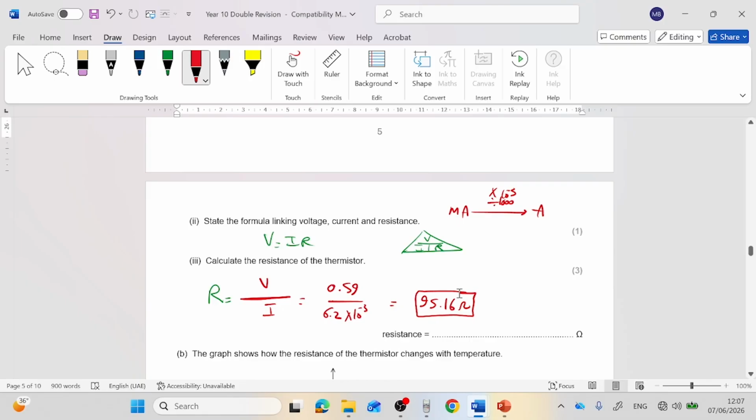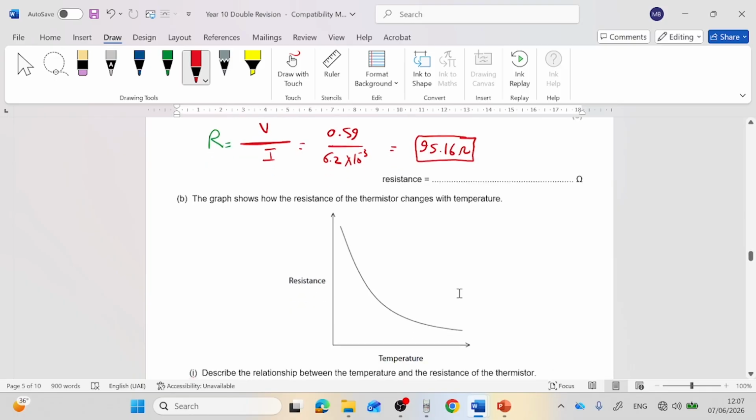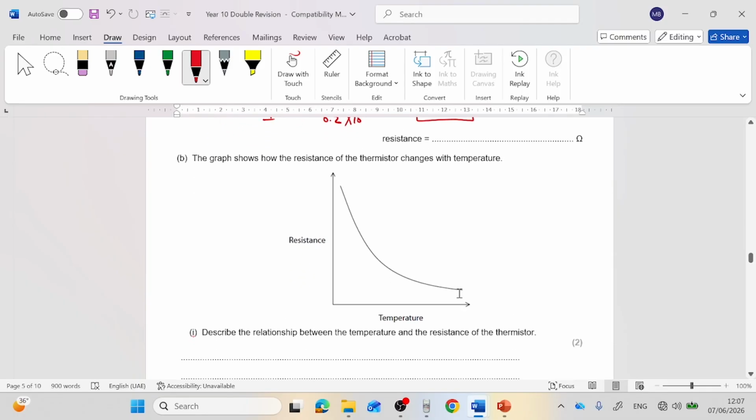And by the way, the resistance of the thermistor will change according to the temperature, as you can see from question B. For question B, the graph shows how the resistance of the thermistor changes with the temperature. As you can see, if you look at the x-axis, as the temperature increases from left to right, the resistance of the thermistor decreases. So this means that there is an inverse relationship between resistance and temperature. What does it mean? It means that as the temperature of the thermistor increases, its resistance decreases.